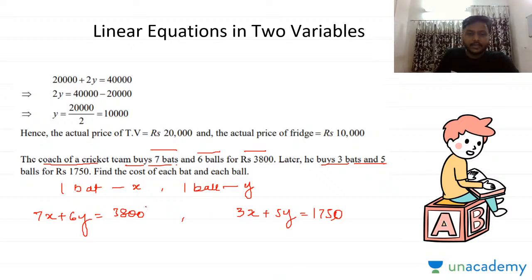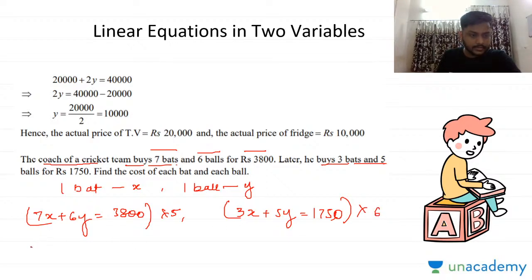Again, the same thing. What you can do, you can either make the coefficient same, or you can find the value of x and put it in the next equation, or find the value of y and put it in the next equation. So what am I doing? I'm making the coefficient same. To make the coefficient same, what can we do? I'm going to multiply this with 5 and I'm going to multiply this with 6. Correct? What will this give me?